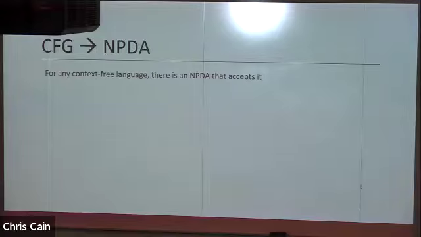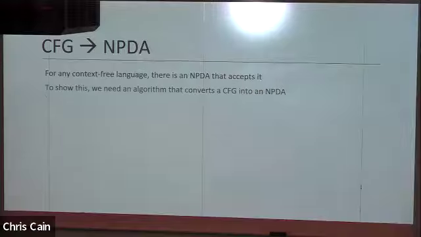So, things that we know as we get started. For every context-free language, it makes sense that there's an NPDA that accepts it. It's that visual form that represents that class of language, just like a DFA or NFA did for a regular language. And in order to be able to prove this, we need to be able to show that there exists an algorithm that can convert from one to the other.